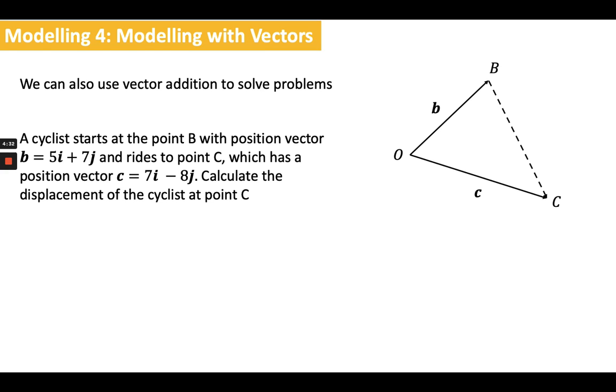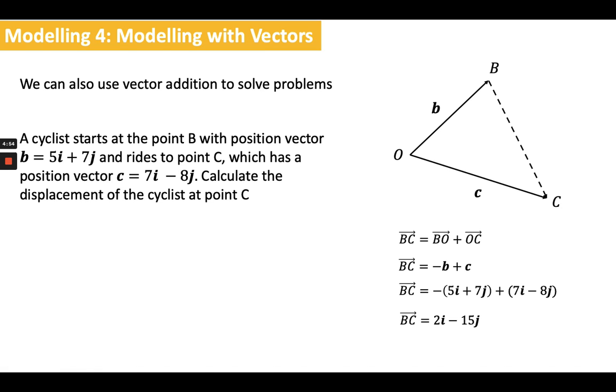Now displacement is the linear distance that's been travelled from a starting point. So I can find that using the vectors. I can find the vector BC, and I can find that using BO plus OC. BO is the vector negative B, I'm going the wrong way down this vector, plus C. That is this, and then this is just some expanding and simplifying, and I get 2i minus 15j. So the displacement at that point is 2i minus 15j.